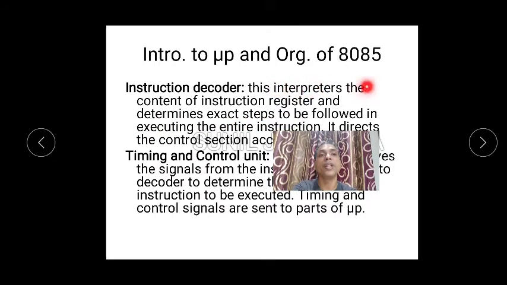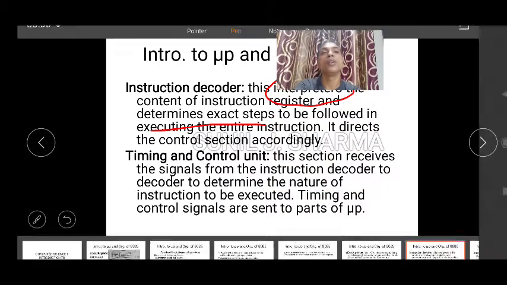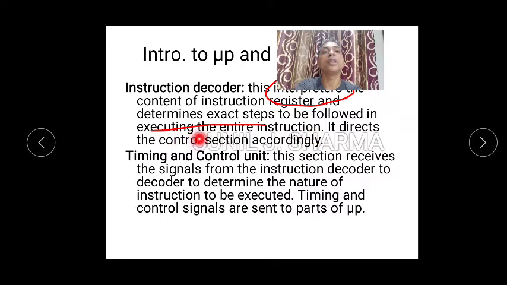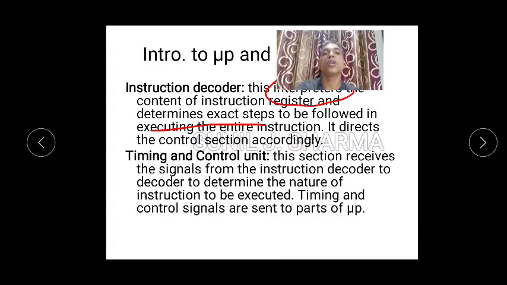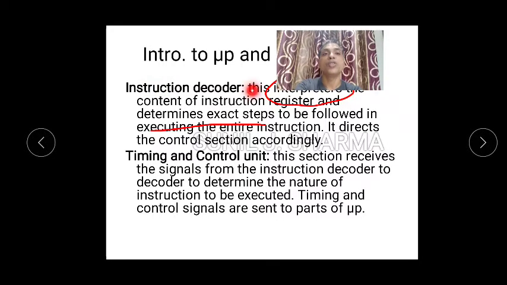If the microprocessor doesn't understand, the decoder will interpret, and it will also determine the exact number of steps to be followed in executing the entire instruction. Everything it directs to the control section accordingly. So all the decisions taken by the control section are actually told by the instruction decoder. Whatever the instruction decoder tells the control unit, the control unit will take its decision according to that.